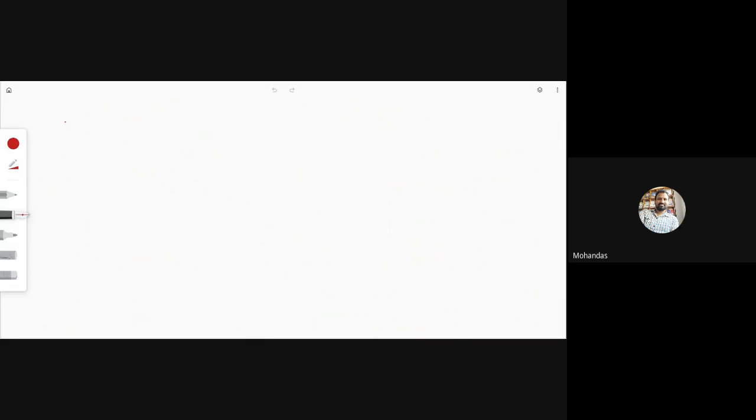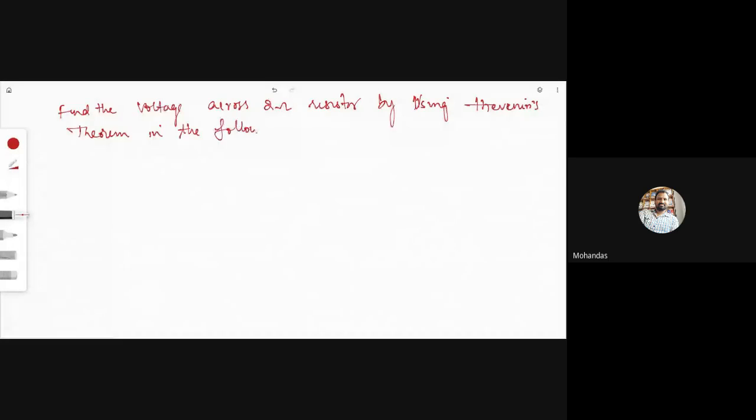Find the voltage across the 2 ohm resistor by using Thevenin's theorem in the following circuit. Write down the problem, and draw the circuit here.